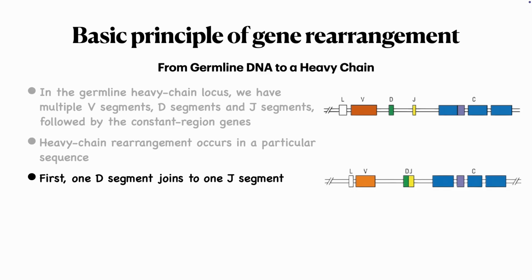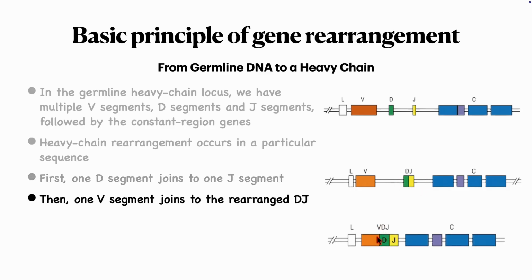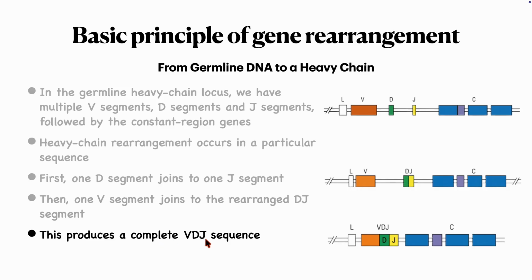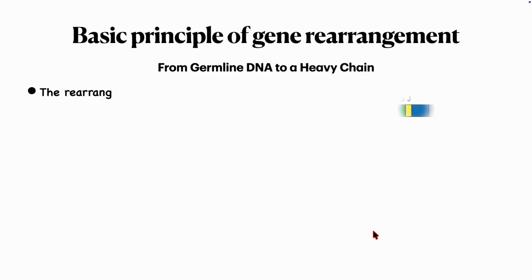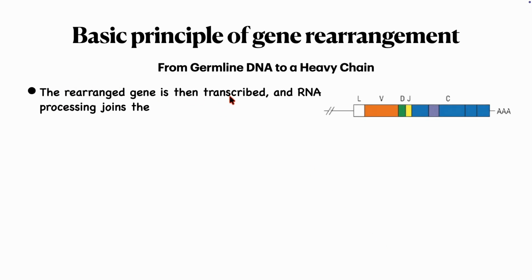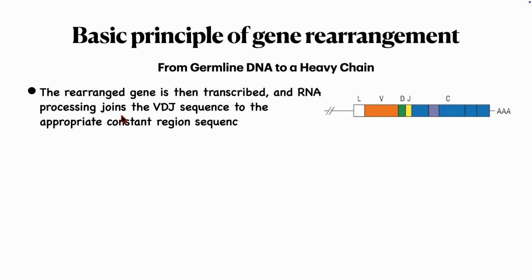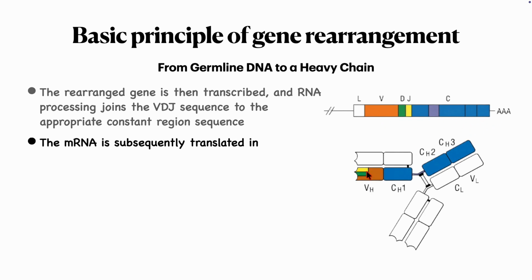First, one D segment joins to one J segment. Then, one V segment joins to the rearranged DJ segment. This produces a complete VDJ sequence. The rearranged gene is then transcribed and RNA processing joins the VDJ sequence to the appropriate constant region sequence. The mRNA is subsequently translated into the heavy chain polypeptide.